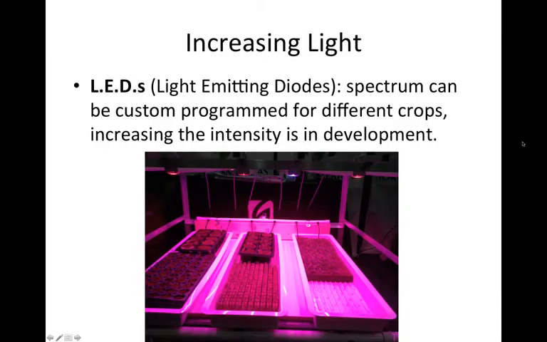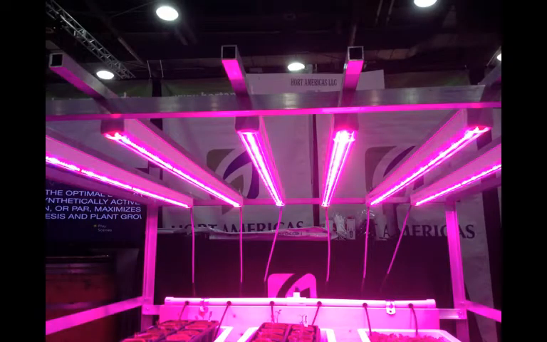Finally, we have LEDs, which are light-emitting diodes. They have a spectrum that can be custom programmed for different crops. However, right now, the intensity of these lights is not very great, but increasing the intensity is in development for the future. Below is a photo of a magenta light that's used on seedlings. Here you can see an example at a trade show of the lights and their ballasts and how it might be displayed or set up in a greenhouse.